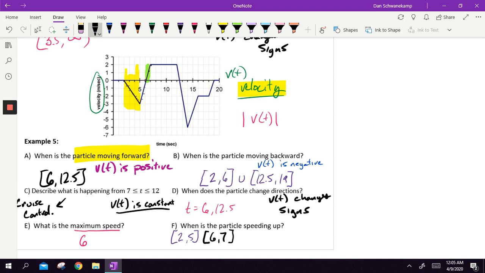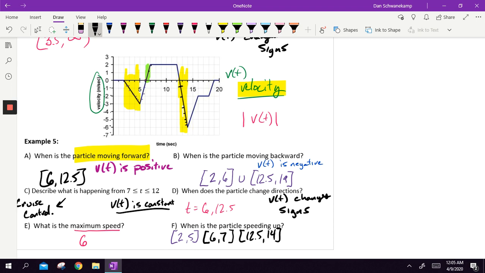And then there's one more time I'm speeding up. See if you can find it. I'm also speeding up from 12.5 to 14. From 12.5 to 14, I'm speeding up because I'm getting further and further away from 0. Think about your speedometer. When are you speeding up? When your speedometer gets further away from 0. And so my speed is going from 1, 2, 3, 4, 5, 6, 7.